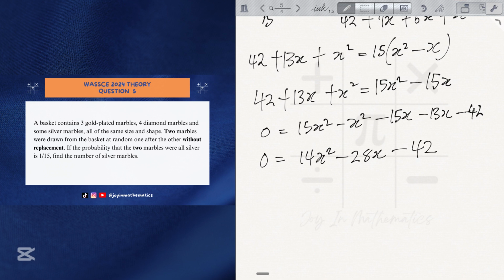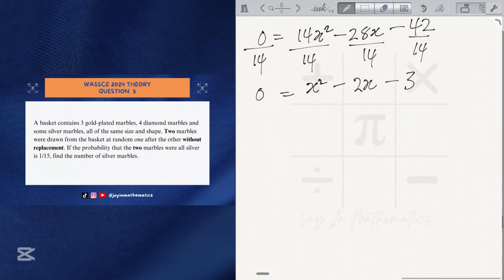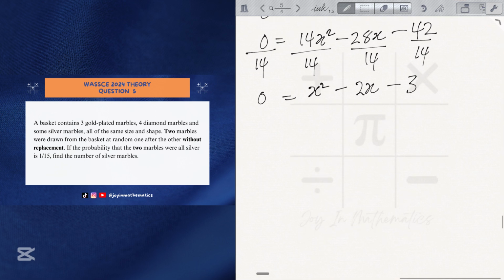So something common all through is 14. So we divide all through by 14, and we'll have 0 is equals to x squared minus 2x minus 3, since 28 divided by 14 is 2 and 42 divided by 14 is 3. So with this, we can solve the value of x.